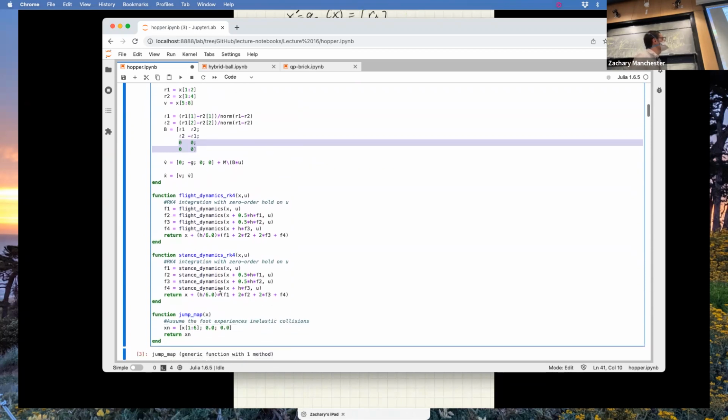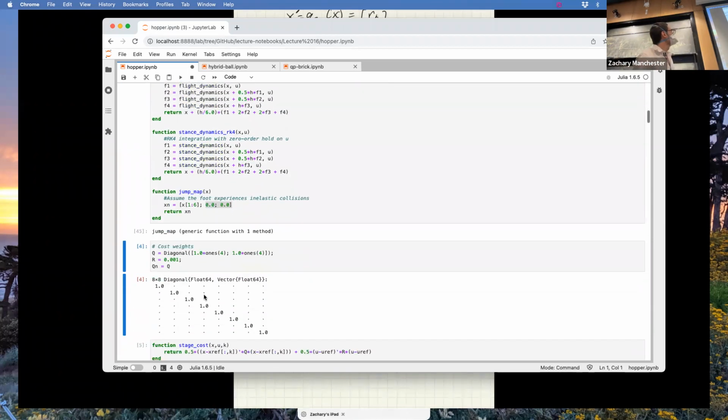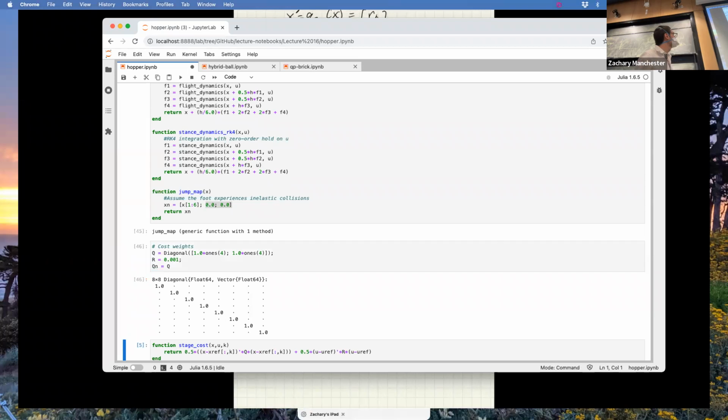RK4 for everything. And then here's my jump map. I'm just zeroing out the velocities, both vertical and horizontal, for the foot. This is exactly the stuff we wrote down. Cost weights, these are just totally made up. It's identity stuff for the Q's and R's, quadratic costs like we're used to doing.